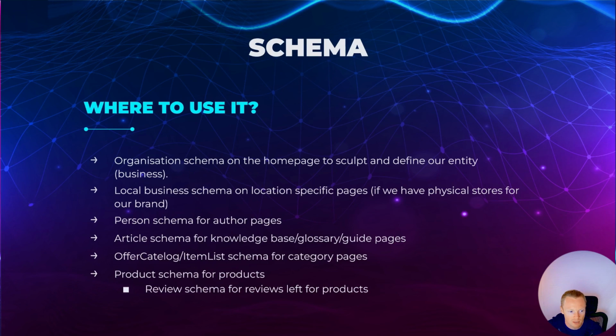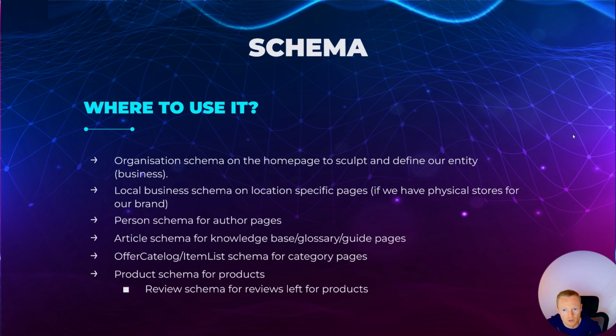Obviously, some article schema for our knowledge base and glossary and guide pages, because we're going to stuff some entities in there. It's going to be good. And then we've got offer catalog or item list schema for category pages. This is usually neglected. Product schema for products, and obviously if a customer has left a review of that, we can mark that up with review schema, so it will show the nice golden stars in the search engine results pages.